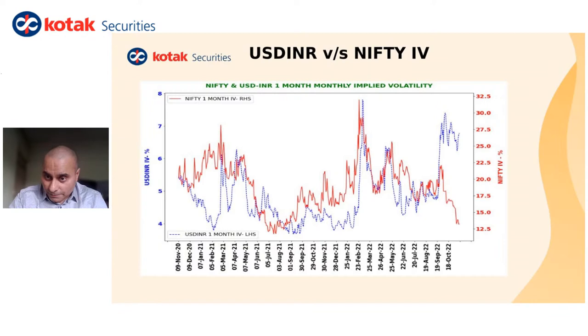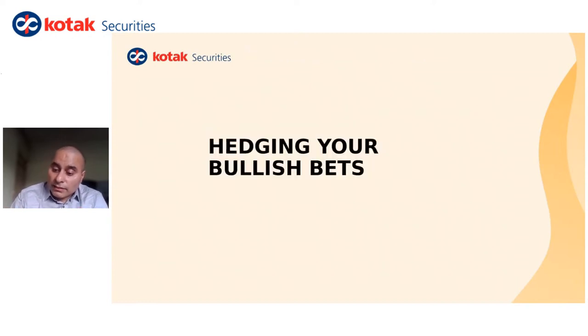But interestingly, this time, if you focus on the chart on the extreme right, what you will see is that there is a clear-cut divergence. The implied volatility of USDINR is still quite elevated compared to the implied volatility in Nifty. Which means, if this uptrend in the equity market continues, then we may actually see that the option sellers enter the market and start selling volatility in USDINR. So this is one important metric that we need to consider.